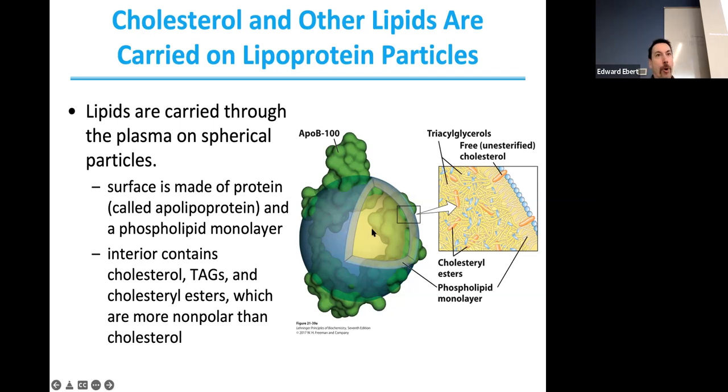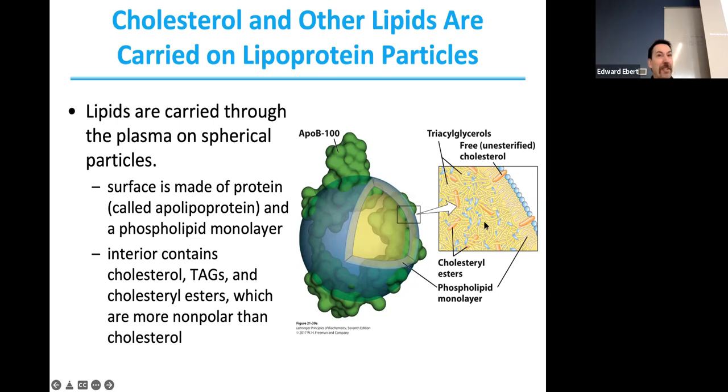But this whole next section is talking about cholesterol transport and lipid transport through the body. Lipids are carried through the plasma on spherical particles. Remember, they're hydrophobic, so they don't dissolve in the bloodstream. They need carrier transports. You can think of this as like an M&M. We've got a crunchy shell and a creamy center in here. Or maybe a Twinkie would work better.